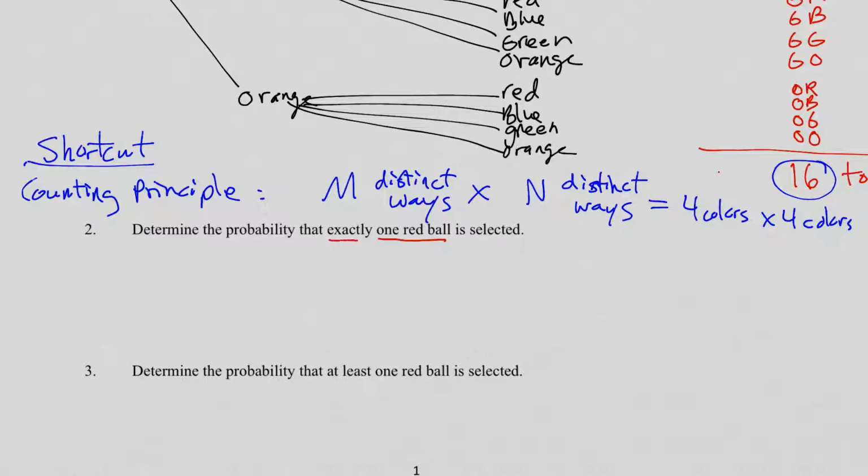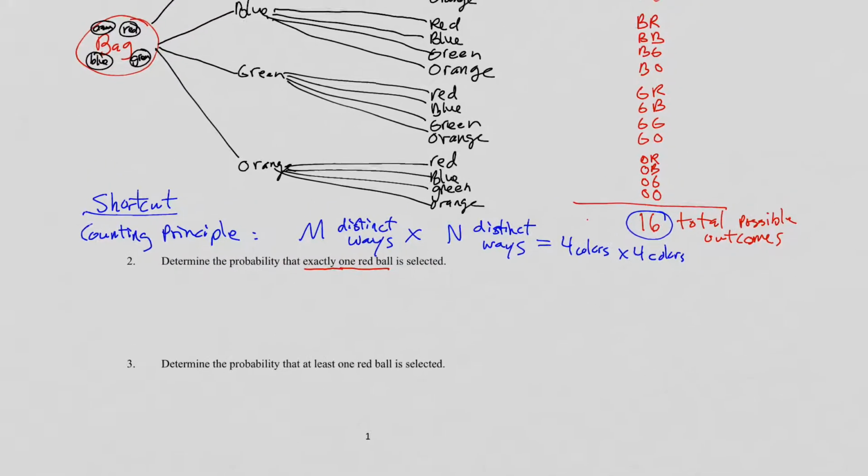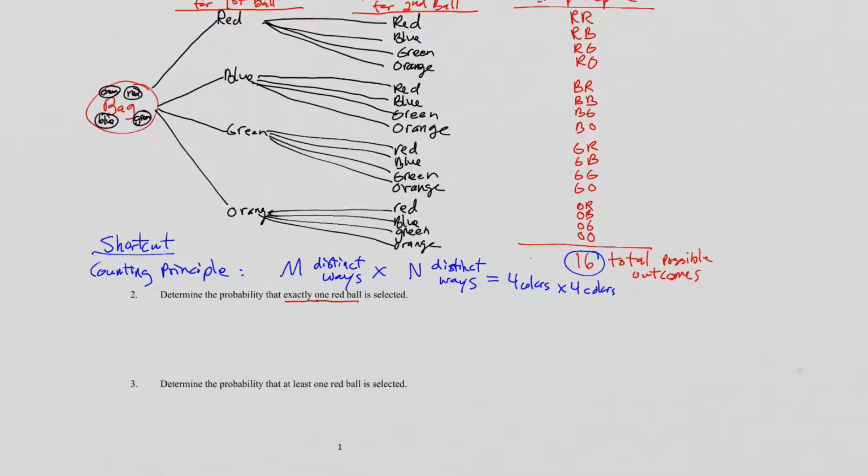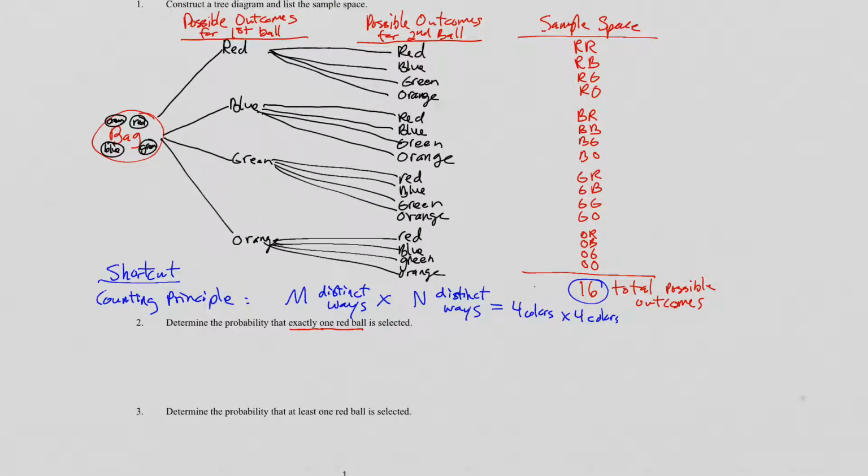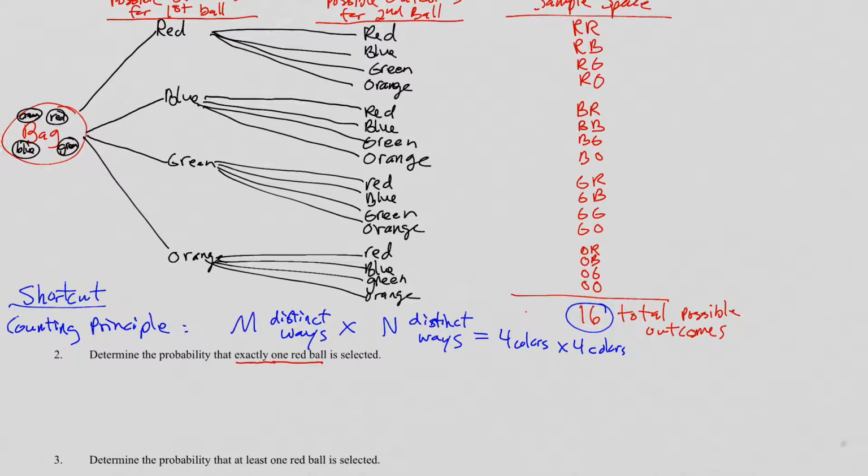So exactly 1 red ball. As long as we can find an outcome in our sample space that has 1 red ball, then it's part of our count here. So there is a red ball.